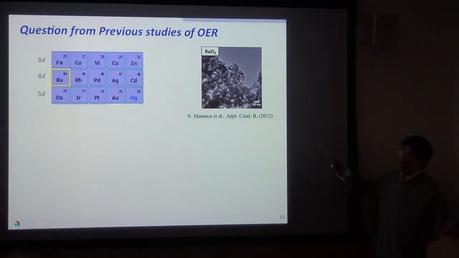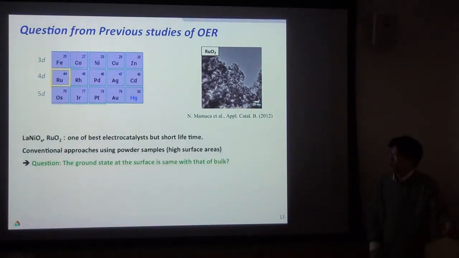I want to introduce ruthenium dioxide. This is the best material for the OER. However, it is very easily degraded during the OER process because it is a very harsh condition. You apply an electric field into your solution, so some particles can be dissolved during the process. The problem is that with the conventional approach using nanopowder, a high surface area sample, we cannot monitor when the dissolution starts, what the critical potential is, or what the kinetics are.